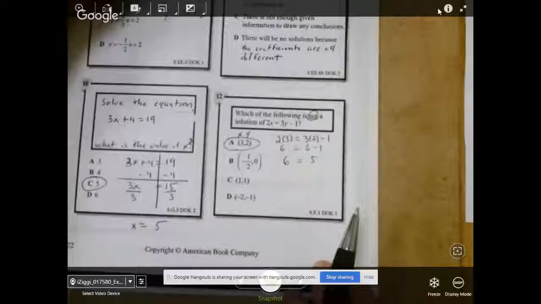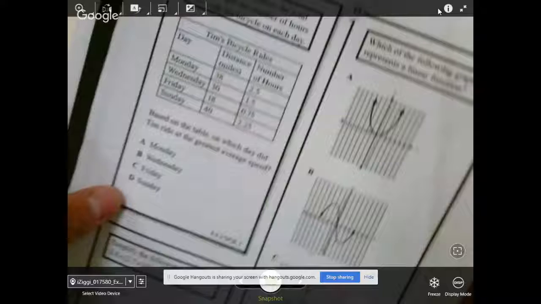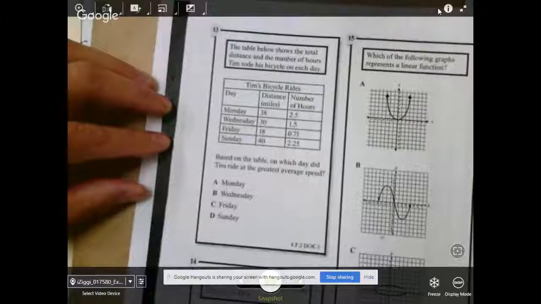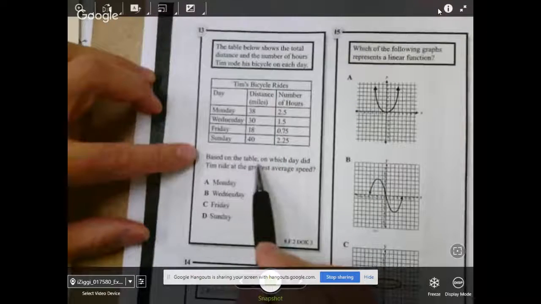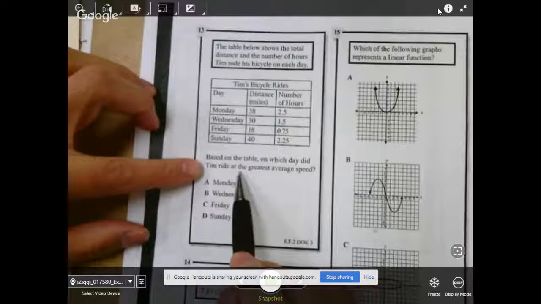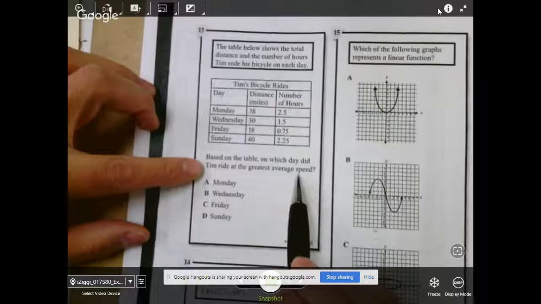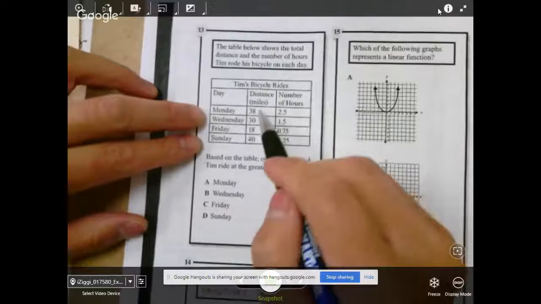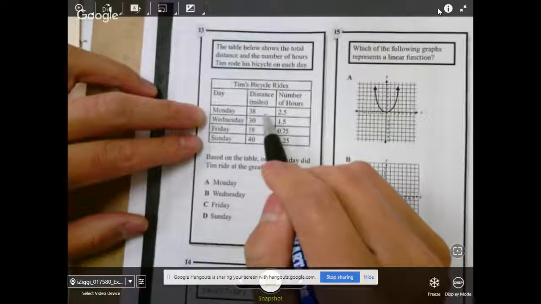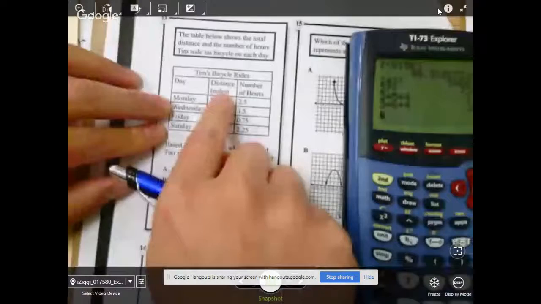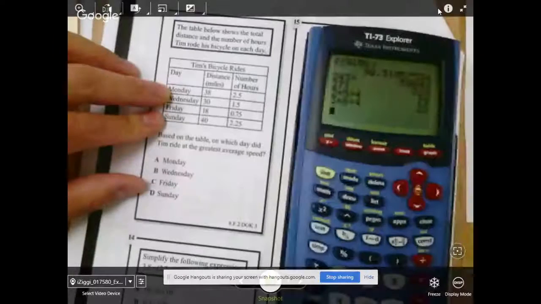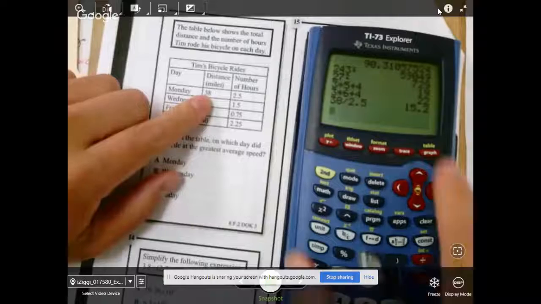All right, so the table below shows the total distance and the number of hours Tim rode his bicycle on each day. Based on the table, which day did Tim ride at the greatest average speed? Okay, so on Monday, he rode 38 miles in 2.5 hours. So let's find the average speed. Average is miles per hour. So we're just going to do 38 divided by 2.5. So on that day, he rode 15.2 miles an hour.